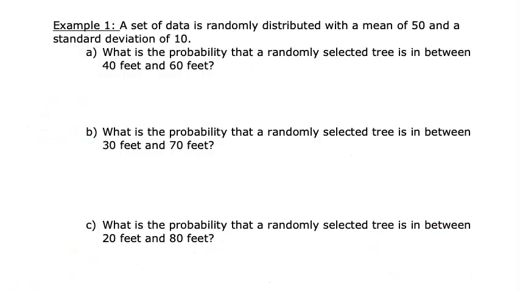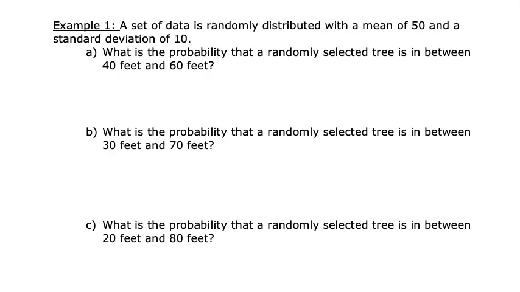So let's see how you would apply that knowledge on an example problem. This example problem uses the same numbers I gave earlier. Let's say there's a set of data that's normally distributed with a mean of 50 and a standard deviation of 10. What is the probability that a randomly selected tree is in between 40 and 60?